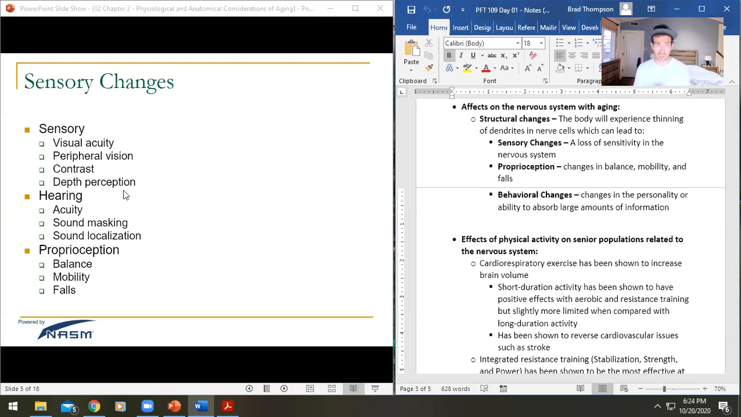We hear the same thing with hearing. We see a loss of hearing acuity. We sometimes see sound masking, so things start to blend together. And sound localization sometimes gets hard. It's difficult to pinpoint where sound is coming from, which is also a reason why you'll see senior clients, if you've been talking to your grandparents, turn their head a certain way. That's because they're trying to hear you a little bit better. And then balance, mobility, and falls, all the stuff we already talked about.